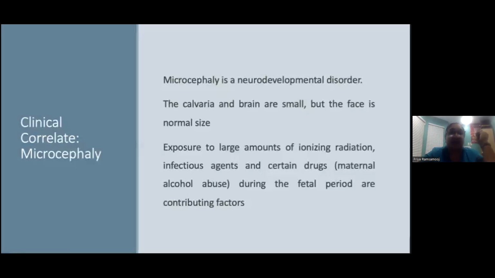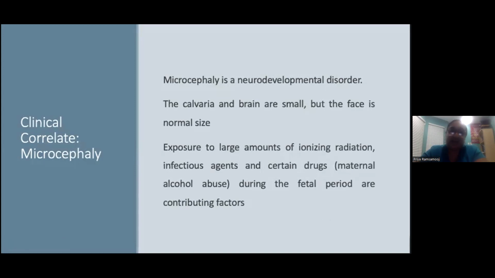Microcephaly is a neurodevelopmental disorder. It's a result of a reduction in brain growth. Your calvaria and your brain are small, your face tends to be normal size, and some of the implicating factors would be large amounts of ionizing radiation, infectious agents, and some of these infectious agents are your TORCH, cytomegalovirus, rubella, as well as Toxoplasma gondii, and certain drugs, maternal alcohol abuse during the fetal period.